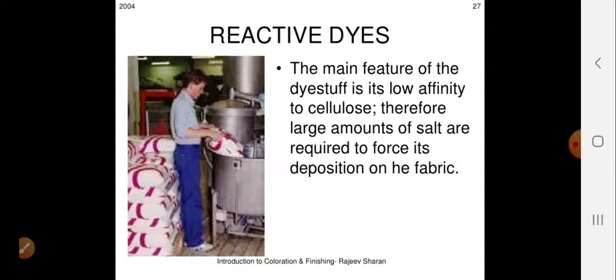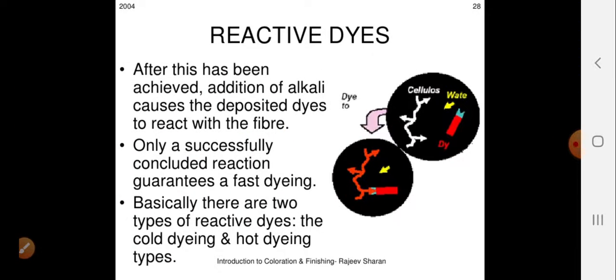The main feature of this dyestuff is its low affinity to cellulose. Therefore, a large amount of salt is required to force its deposition on the fabric. So one of the disadvantages, or rather the negative point, is that a large amount of salt is required. After this has been achieved, addition of alkali causes the deposited dye to react with the fiber. Only a successfully concluded reaction guarantees a fast dyeing. If the reaction is incomplete, it will wash off.